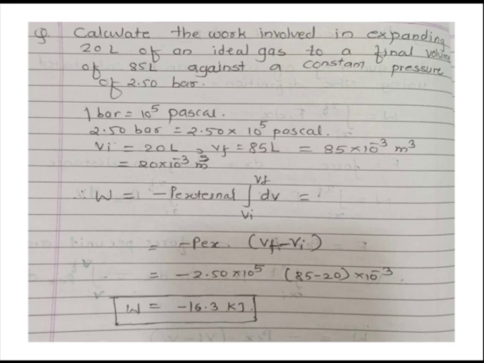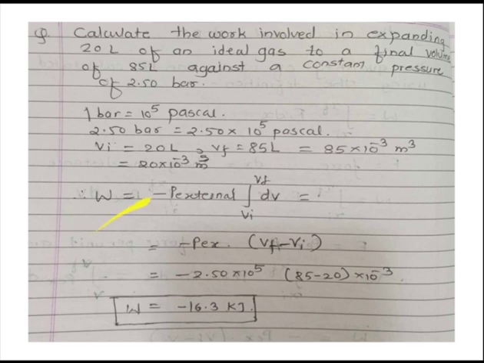Pressure is given in bar, so convert it into Pascal. 1 bar is equal to 10 raised to 5 Pascal. That's why 2.50 bar is equal to 2.50 into 10 raised to 5 Pascal. So this is the given data. Now we are going to find out the work.